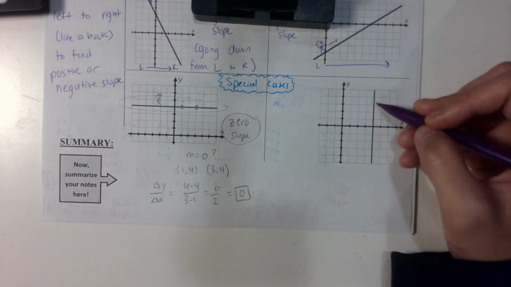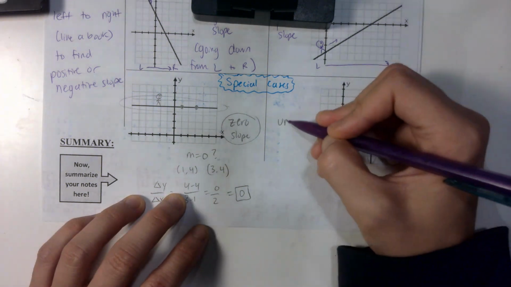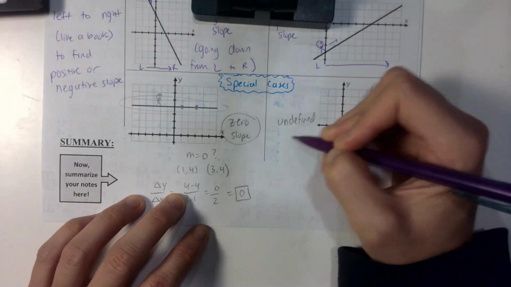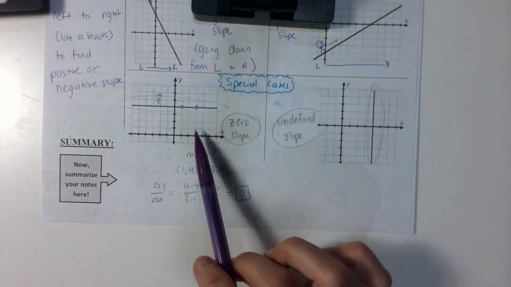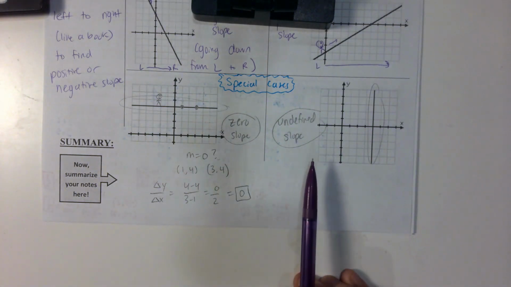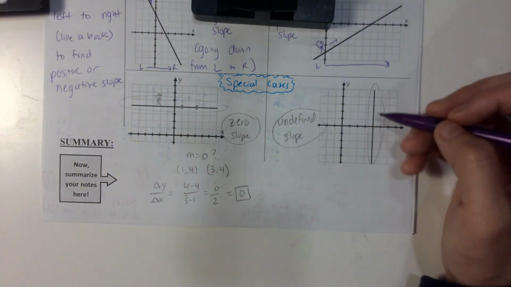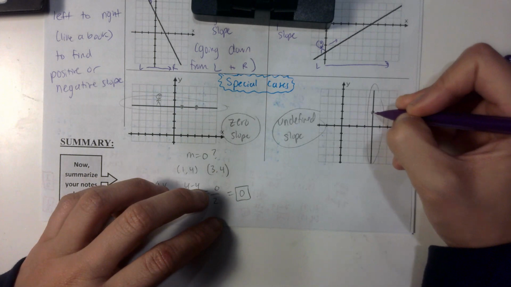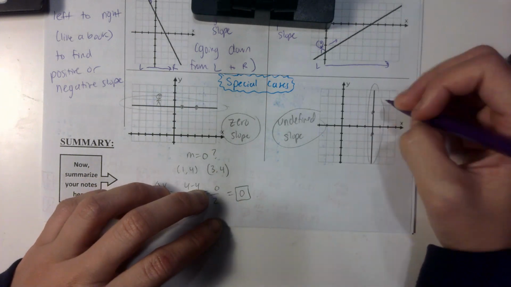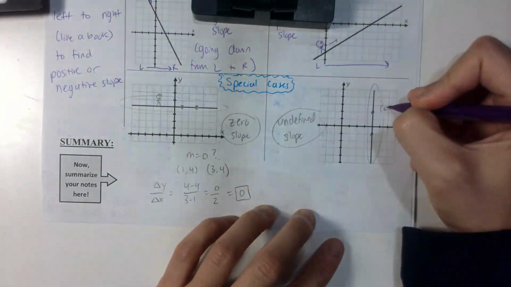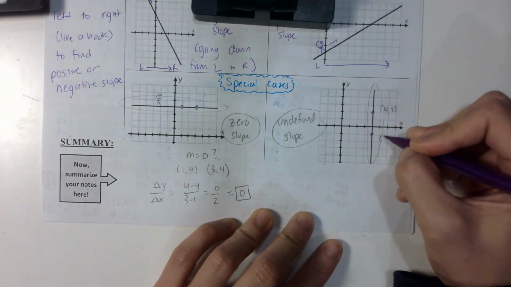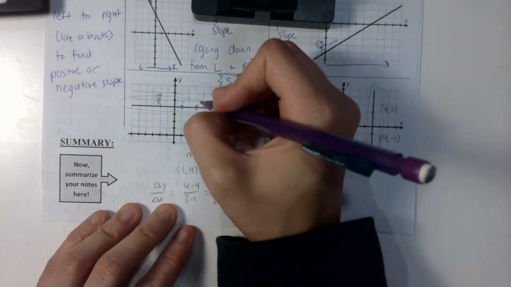It's undefined. Usually the best way to remember is to know positive, negative, and 0, and just know your last option is undefined. But undefined is up and down. So like, let's take 2 points here, right? Let's take this point and this point, right? This is 4, 2. And then this is 4, negative 1. Let me label these here.